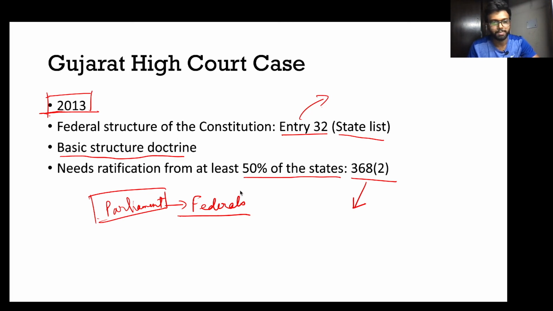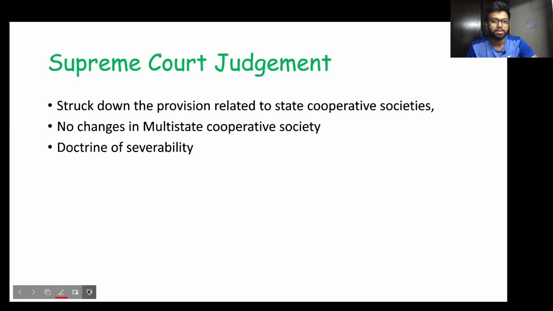So on this ground, one case was filed which says that the 97th Constitutional Amendment Act should be null and void because the federal structure has been impacted and no such ratification from the states has been taken by the Parliament, by the central government. So this becomes a constitutional matter. After that, this case goes to the Supreme Court, and last year the Supreme Court gave the judgment regarding this case. So here we need to understand one thing.